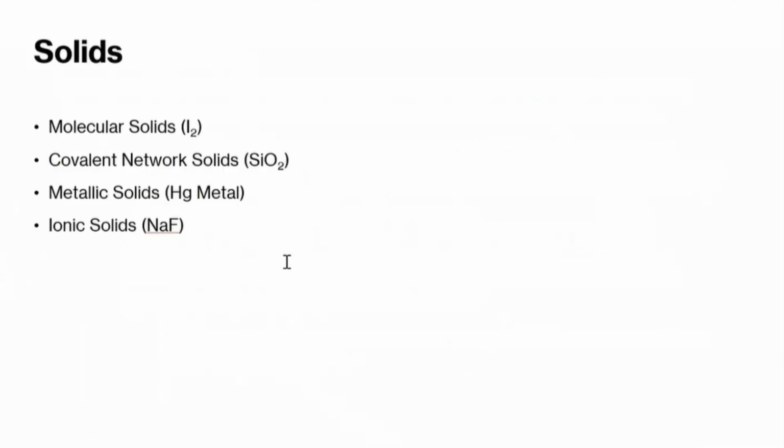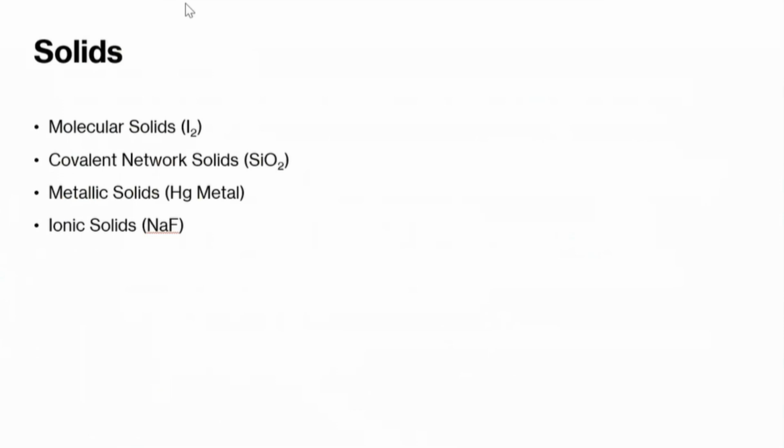So now let's move on to solids. There are four main types of solids that you need to know: molecular, covalent network, metallic, and ionic. So let's start off with molecular solids. Molecular solids are basically solids that consist of discrete, aka separate, molecules.